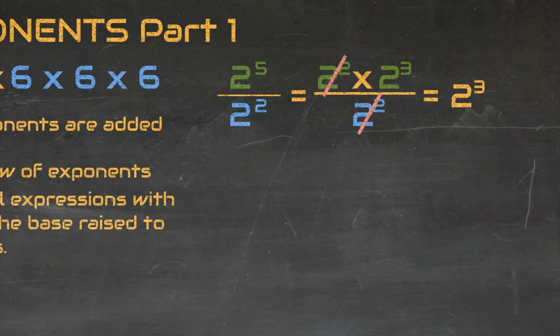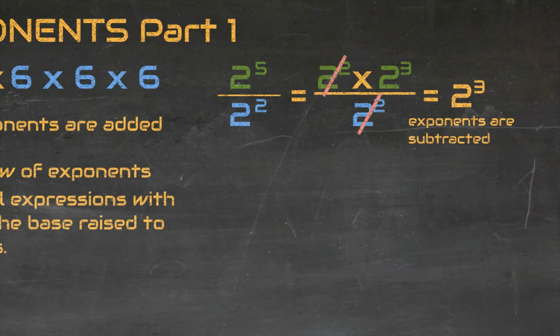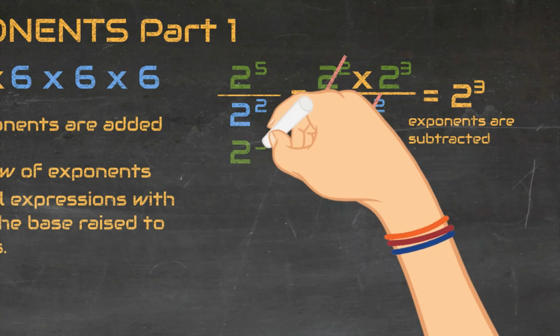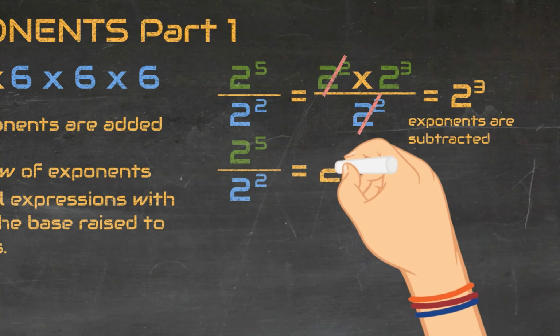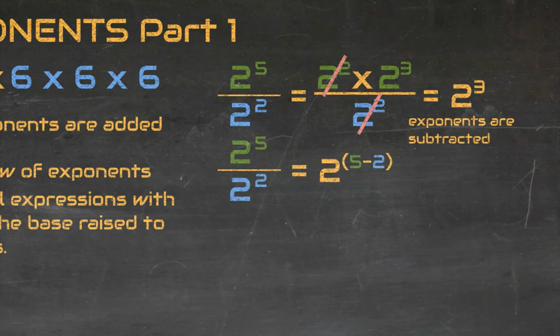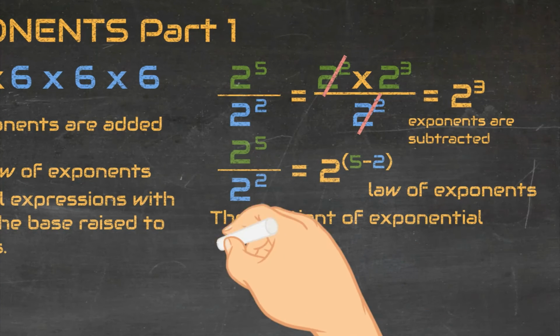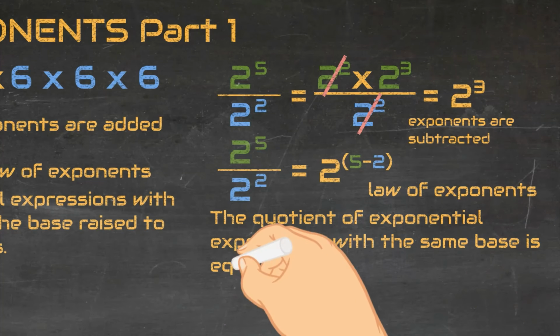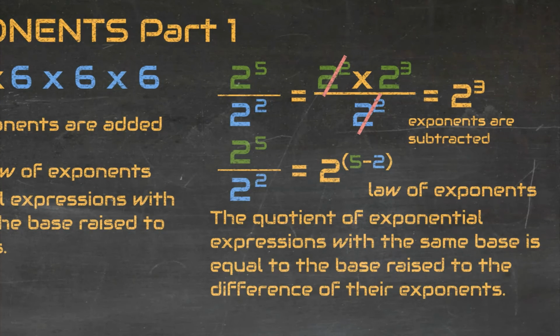What have you noticed? The new exponent, 3, is the difference between the exponents, 5 and 2. Therefore, 2 to the 5th power divided by 2 squared is equal to 2 to the power of 5 minus 2. This is another law of exponents. The quotient of exponential expressions with the same base is equal to the base, raised to the difference of their exponents.